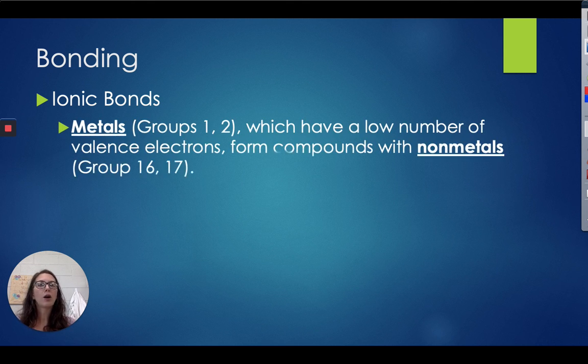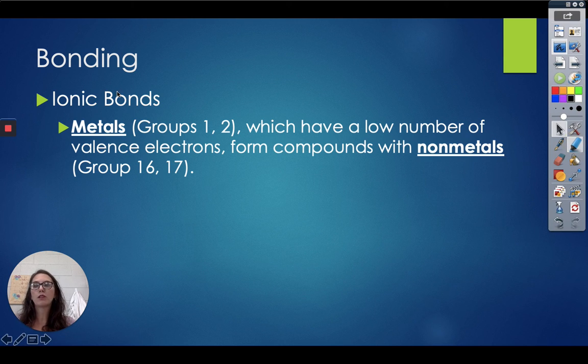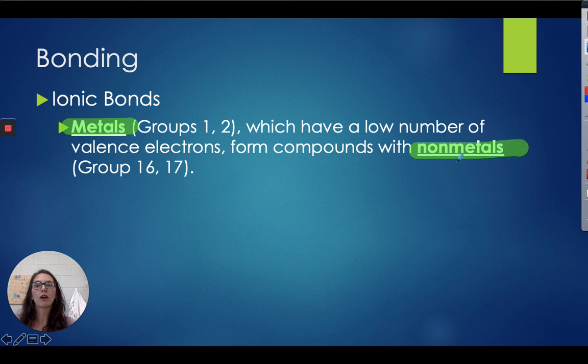Okay, now ionic bonds are going to be between metals and nonmetals. So that's really important that you remember. So let's highlight metals and nonmetals. Okay, so what happens is the metals, like in groups 1 and 2, they only have 1 or 2 valence electrons. And then the nonmetals, like the ones in group 16 and 17, they have 6 or 7. So neither of those are going to be happy because they don't have the right number of valence electrons. So they're going to bond with each other in order to get that right number.